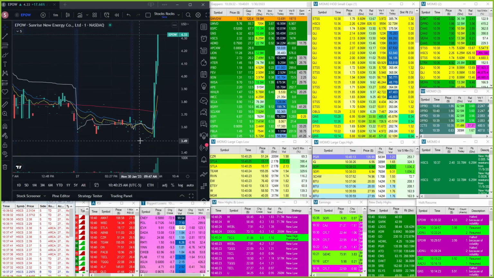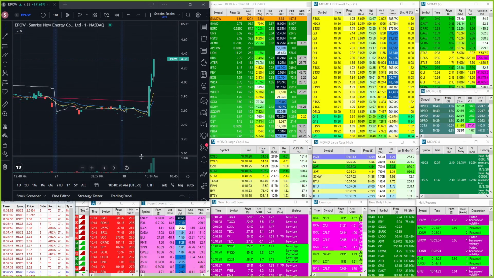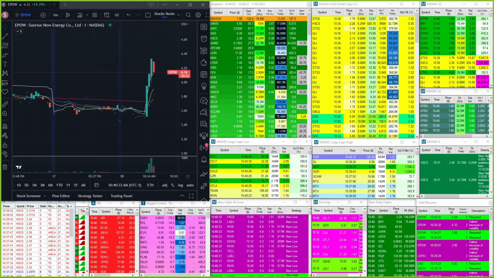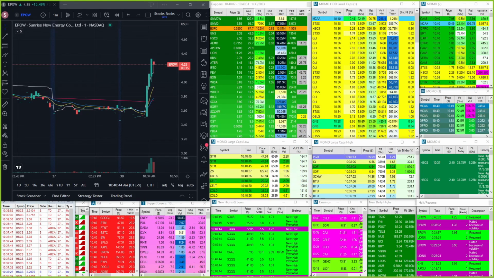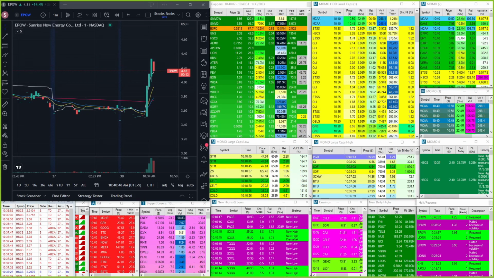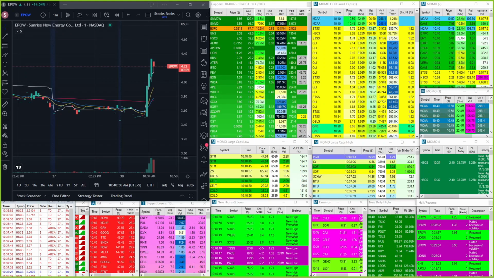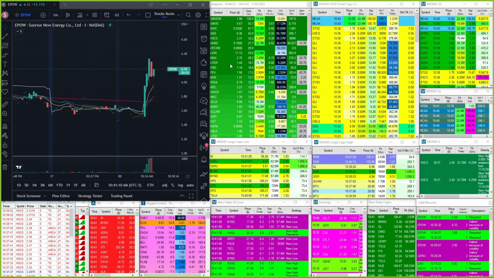EBOW, this one is halted. It's interesting. Looks like we have news on that one. Watching EBOW. Do we have a spread? If we have a spread, I'll leave it alone. We got like 12 cents a spread. 7 cents. Yeah, I'm not going to trade it with a spread.